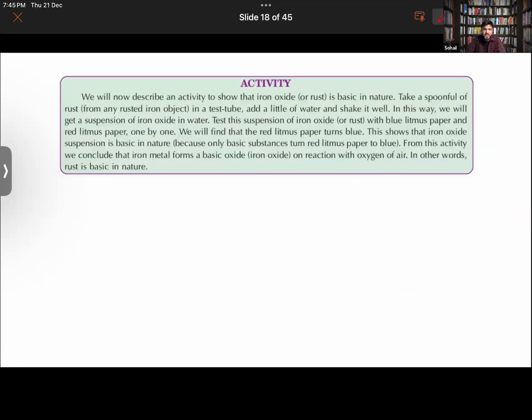Moving on, we have the reaction of iron with air. Let's say the metal is reacting with oxygen, and in air moisture is also present. So when iron reacts with oxygen and with water, iron oxide is formed, that is Fe2O3.